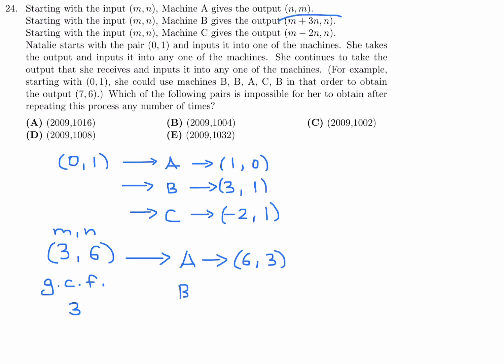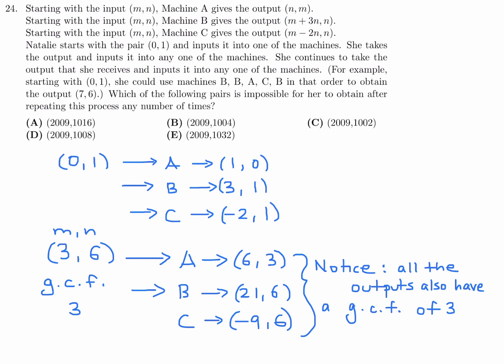But what about if I go through this machine? That gives me 21 and 6. And if I go through C, it gives me minus 9 and 6. And I hope you're convinced that all the outputs also have a GCF of 3. So that is the key to the question, basically, that the greatest common factor will be maintained as you go through these machines, no matter what the original pair is.